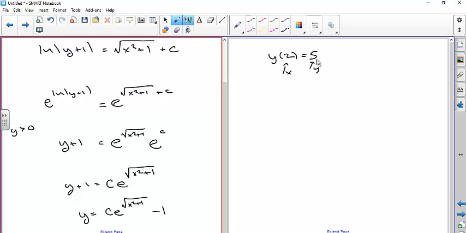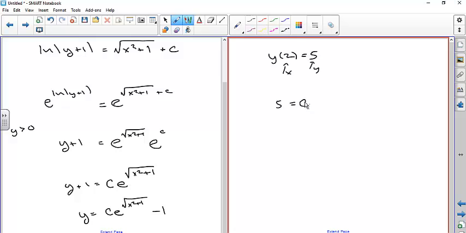Okay, so y is 5. 5 equals c e to the square root of x squared plus 1, minus 1. So if we add 1 to both sides, we'll get 6 equals c e to the square root of 5. Therefore, c is equal to 6 divided by e to the square root of 5. That's where I need my calculator.